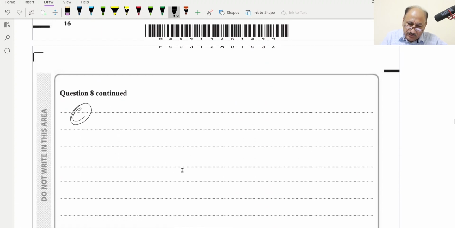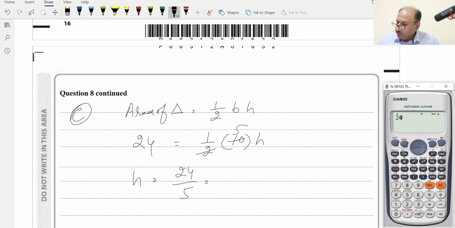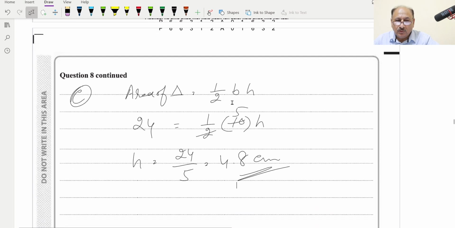We will use this formula. Area of the triangle is equal to 1 by 2 into base into height, and the area of the triangle is 24, which we already calculated, is equal to 1 by 2 into base is 10 and height we have to calculate. Now this will be cancelled, so 5, so h is equal to 24 over 5, which is equal to 4.8 centimeters, and we were supposed to prove this one.